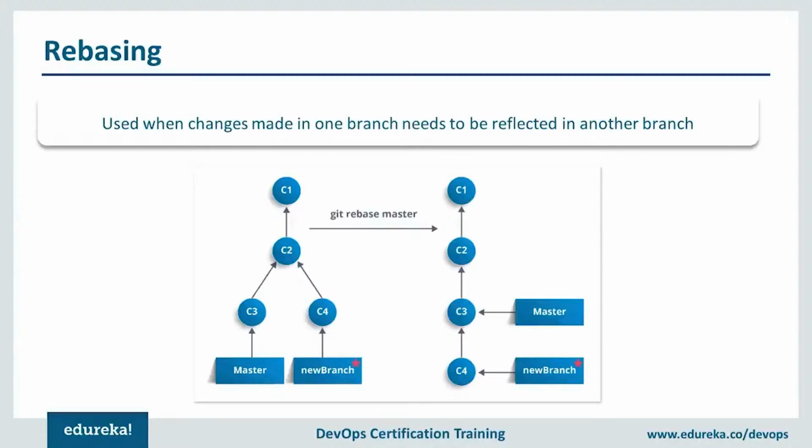Now you can ask me, why should we do that? What is the major benefit of using rebase? Basically, rebase offers you a much cleaner project history. And also, rebase is used when changes made in one branch need to be reflected in another branch. So any change that you make in a particular branch, and that change needs to be reflected in another branch, then you need rebase.